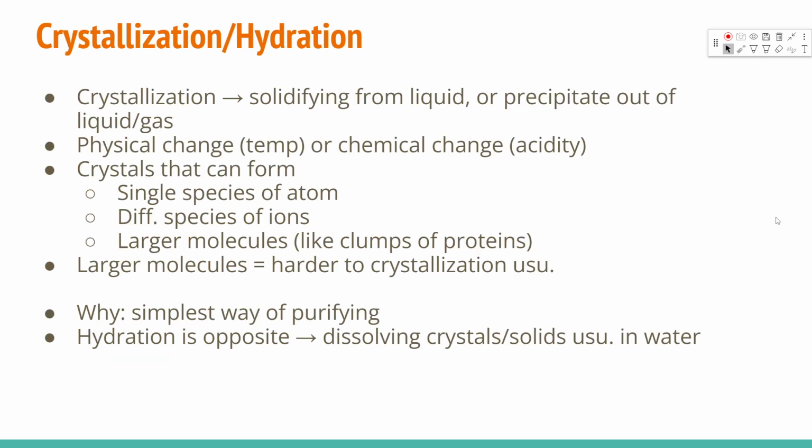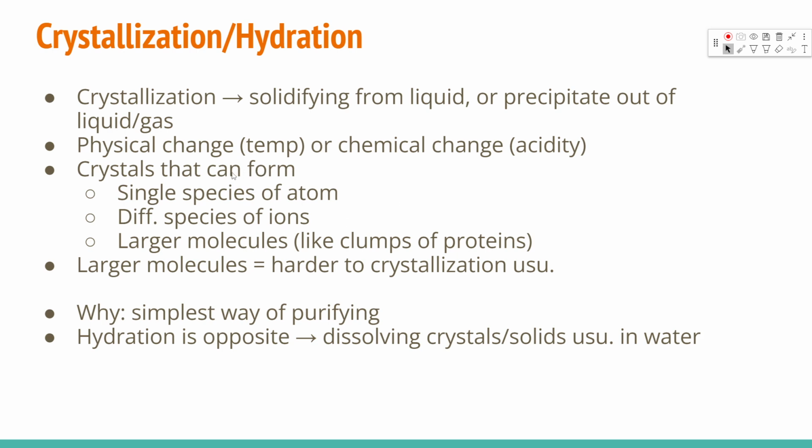Cool. Okay, the other way of separating mixtures is crystallization or hydration, depending on which way we're going. Crystallization, we're making a solid from a liquid, and we're precipitating it out. It's a physical change if I'm changing it based off temperature, because I literally am just making it hotter or colder in order to get what I'm trying to get. It's a chemical change if I use something else, like acid. If I use acid, I'm going to change the chemical breakdown of that thing.